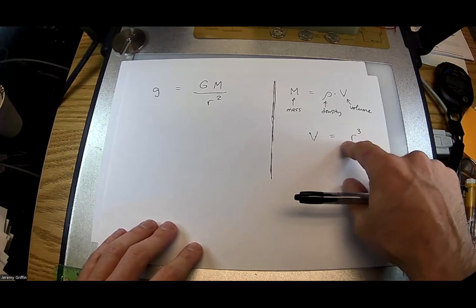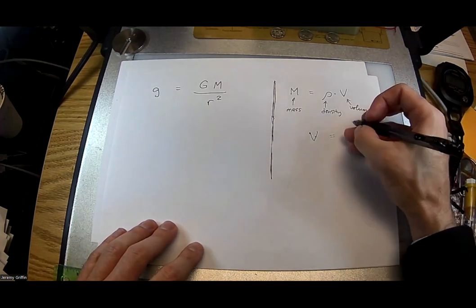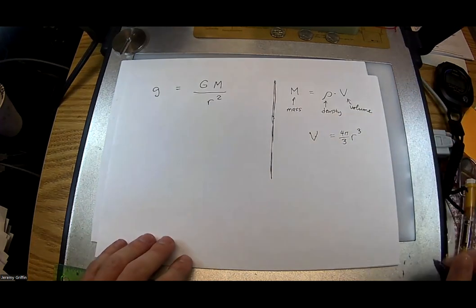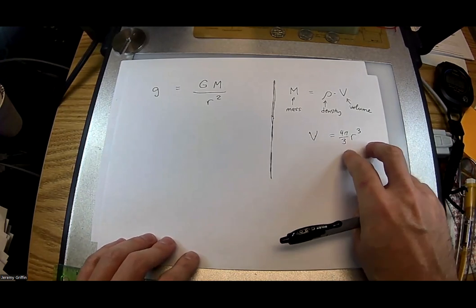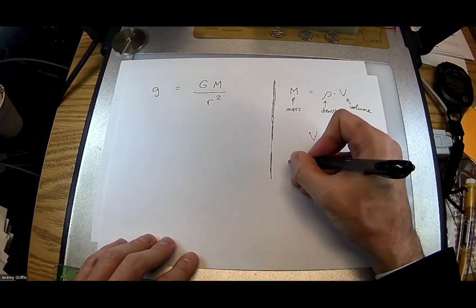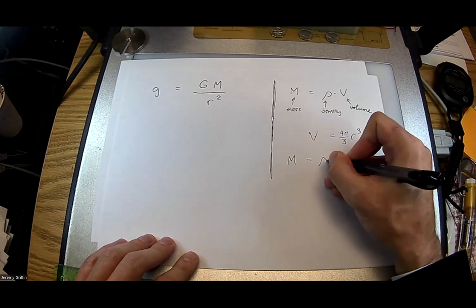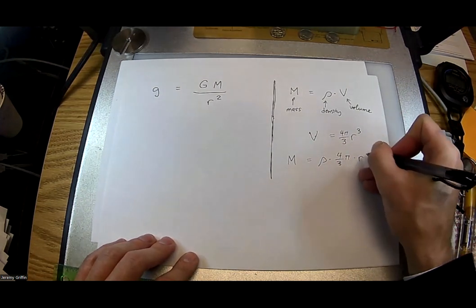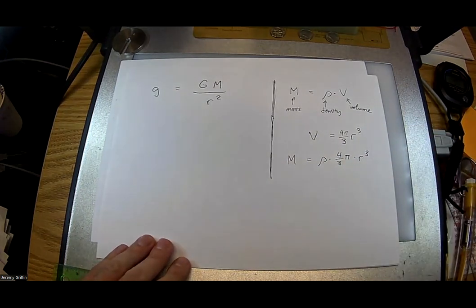Do you guys know how to turn this into a sphere? You multiply by 4/3 pi. There you go, 4/3 pi. Okay, so put this all together. The mass of the planet is its density times 4/3 pi times r cubed. Wouldn't that be the case?